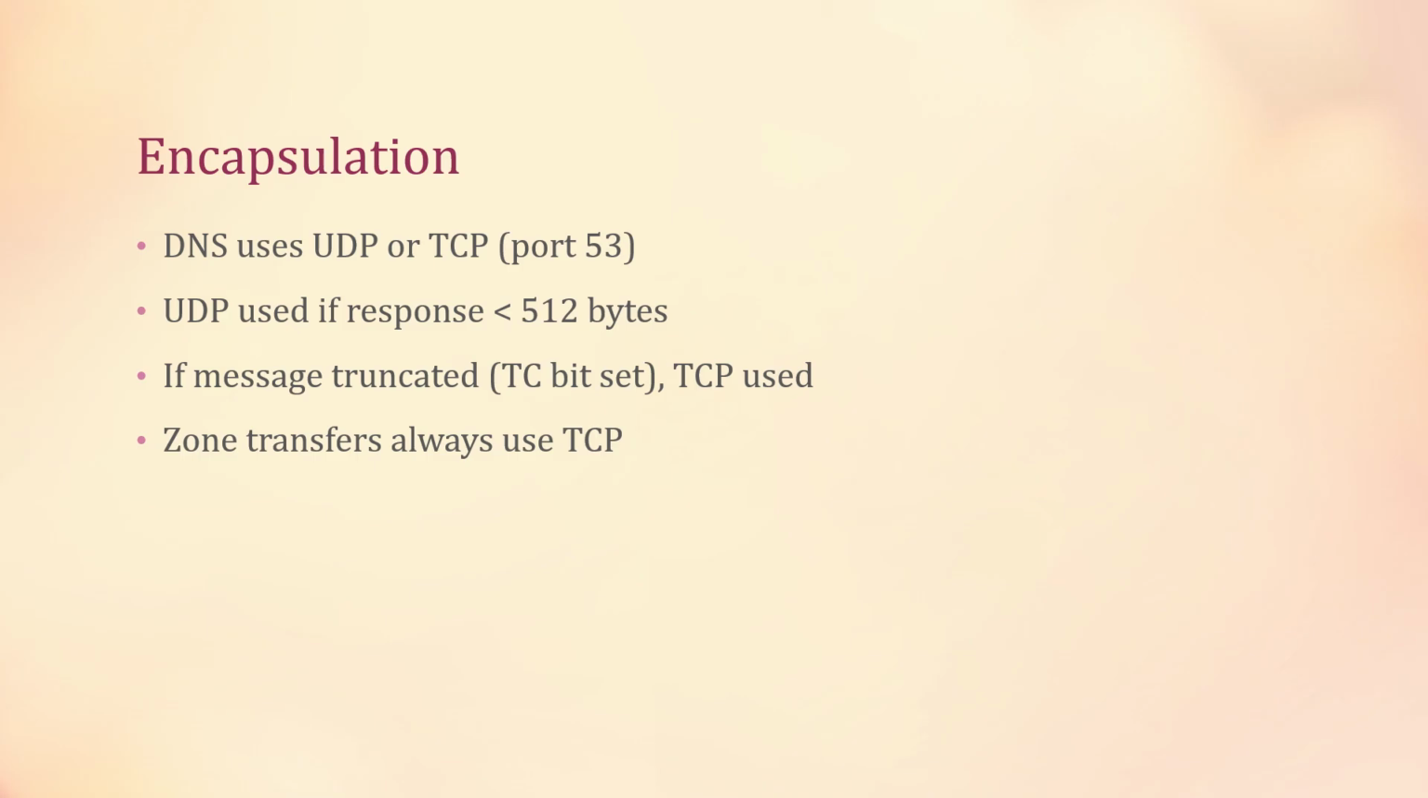The next concept is encapsulation. DNS can use either UDP or TCP, but in both cases, the well-known port used by the server is port 53. UDP is used when the size of the response message is less than 512 bytes because most UDP packets have a 512 byte size limit. If the size of the response message is greater than 512 bytes, obviously a TCP connection is used.